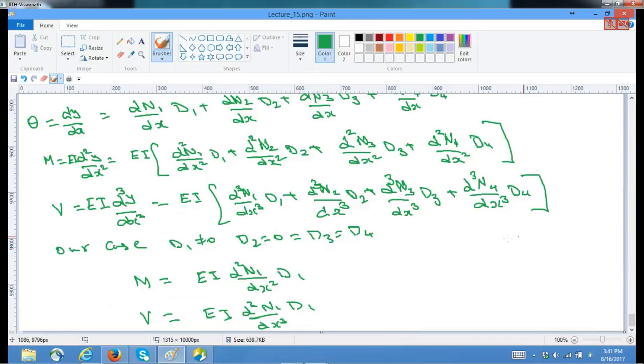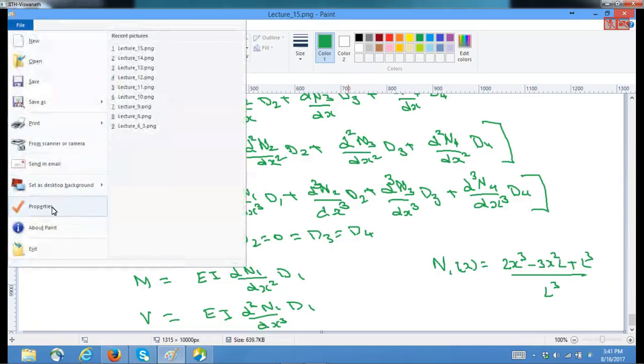But what is my N1? We have seen earlier that N1 is defined as 2x cube minus 3x square L plus L cube divided by L cube. I will make use of this and try to find out my bending moment and shear force. Let me do that math for you.